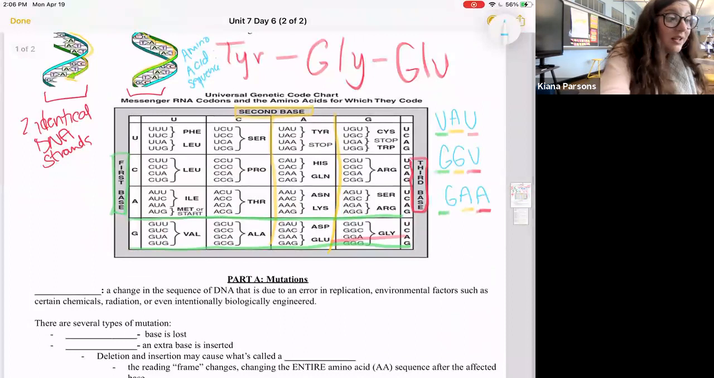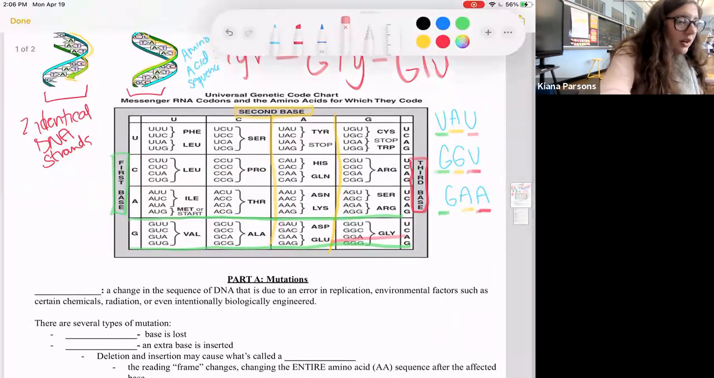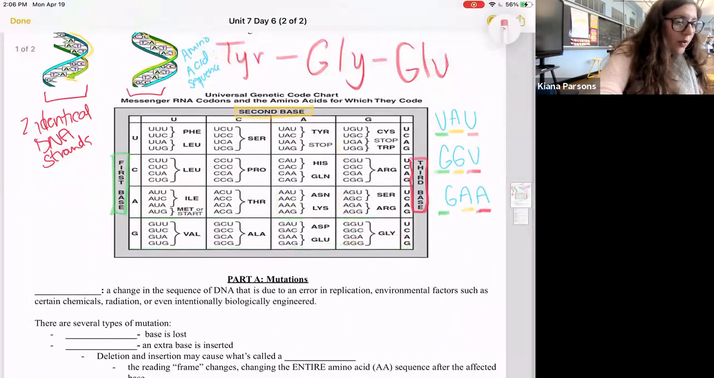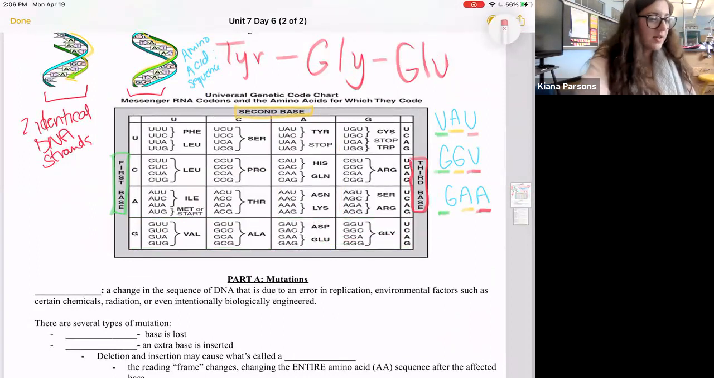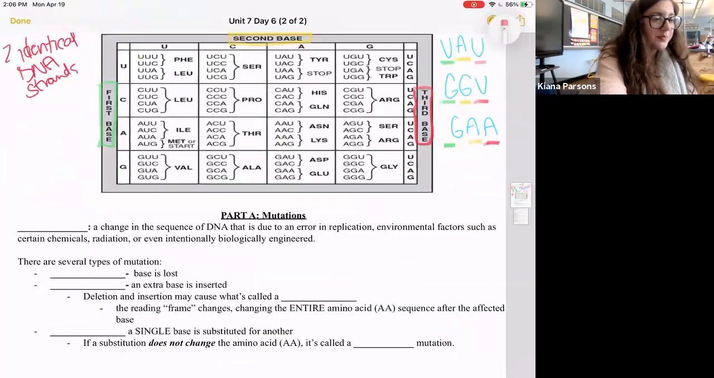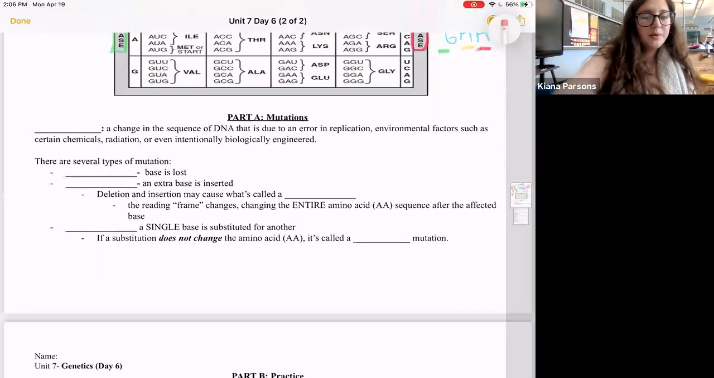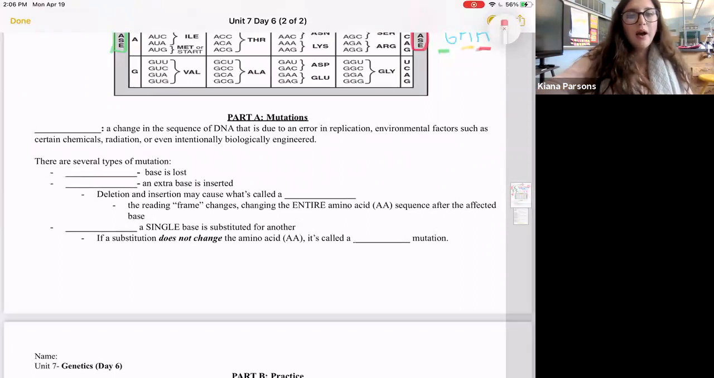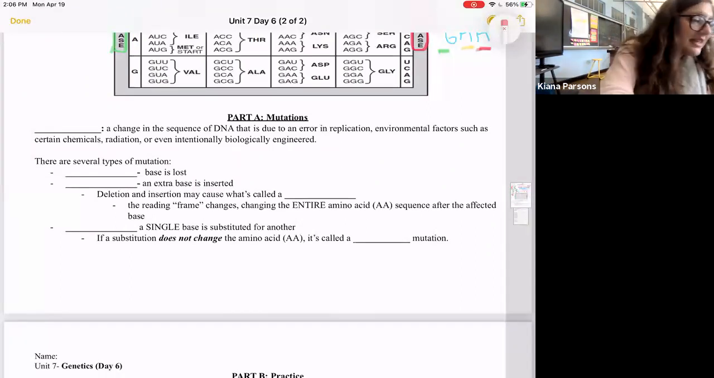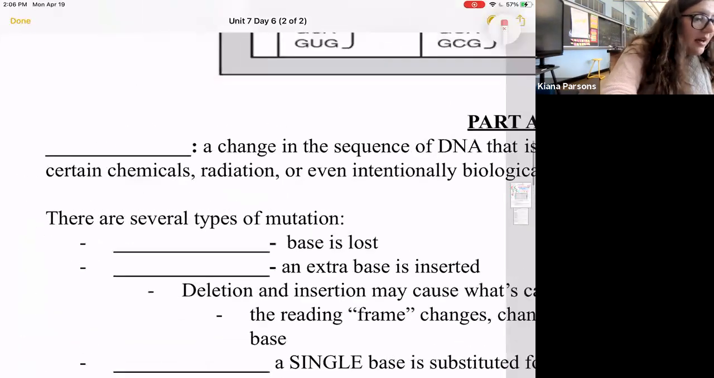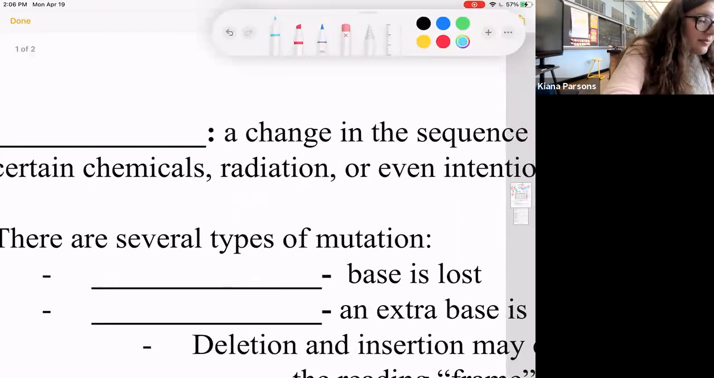And now we're going to continue to use this universal codon chart for this entire worksheet. So first we're going to do some notes on mutations. So part A, mutations. And this first word on this first blank is going to be mutation.